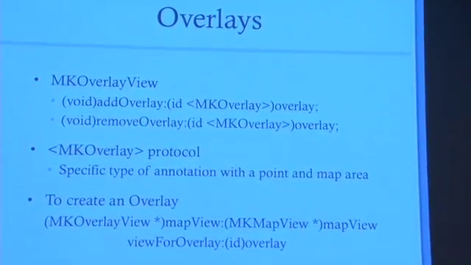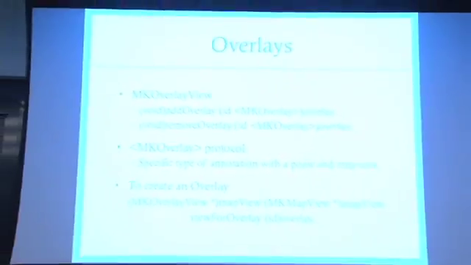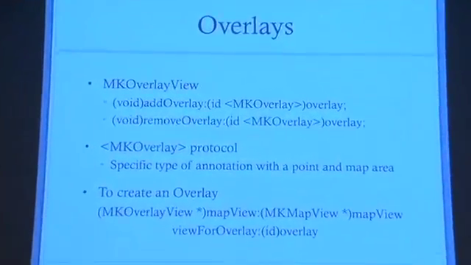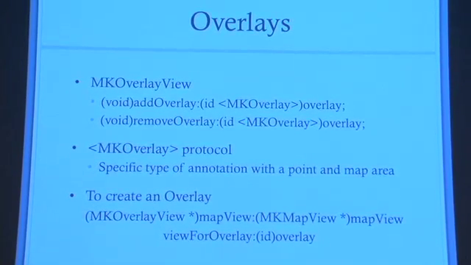And I'm very briefly going to talk about overlays. An overlay is a type of annotation with a point and a map area. So it can be like a circle, it can be a rectangle, it can be a line, it can be some sort of polygon that you want to show on your map. And similarly to the annotations, you can add an overlay, you can remove an overlay. And to create an overlay, you do this mapView for overlay. So let's check out the demo.